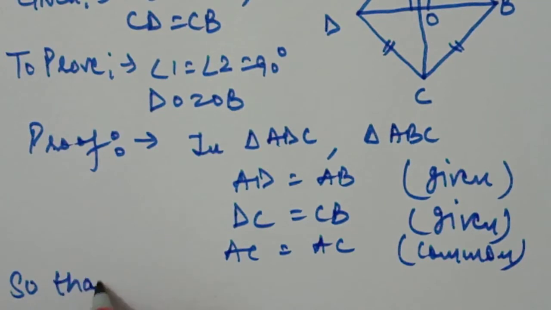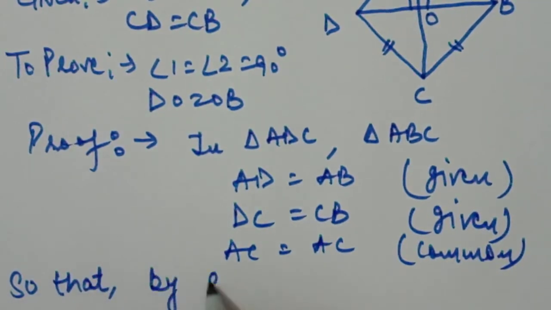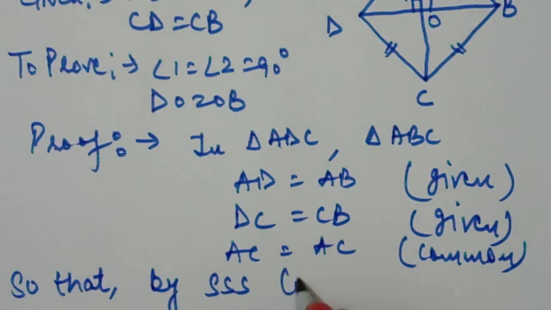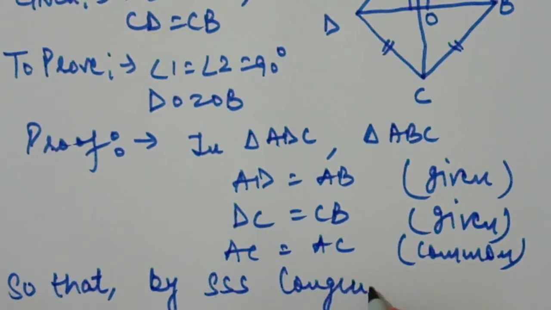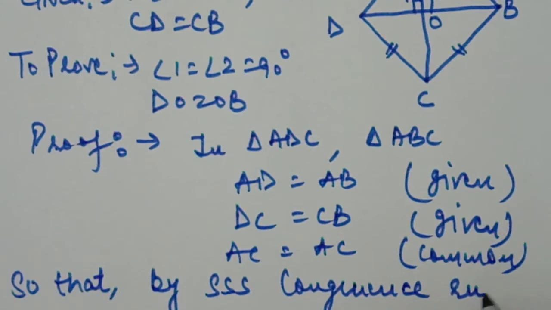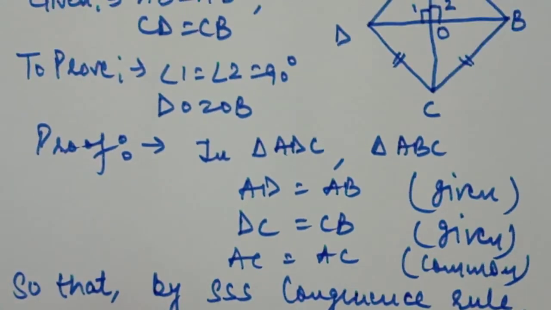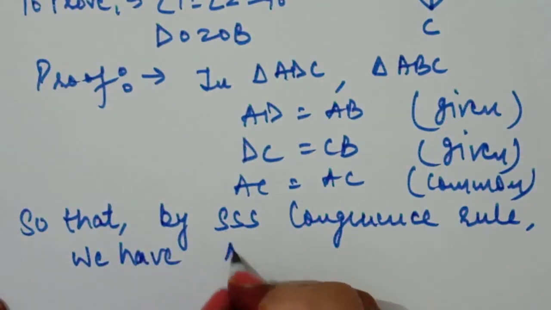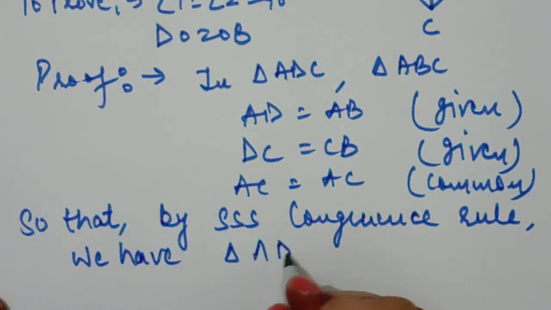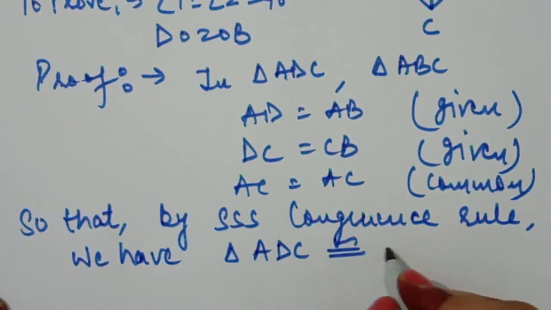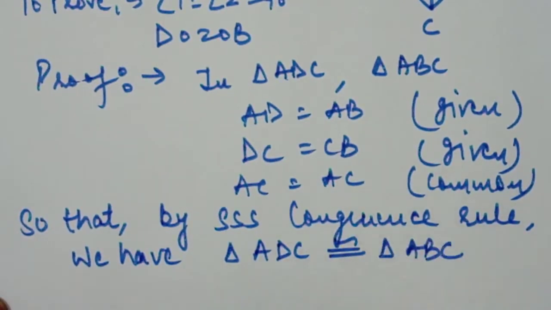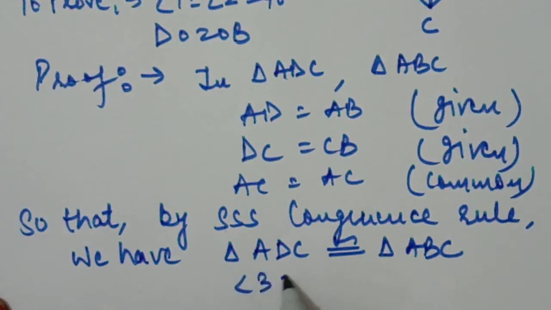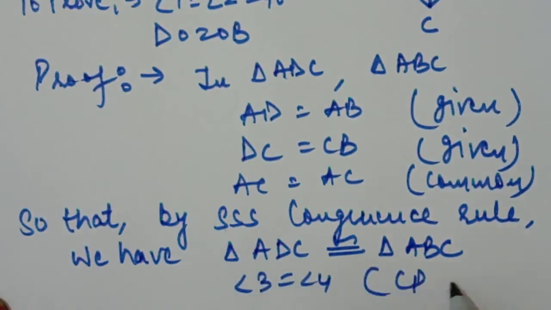So that by SSS congruence rule we have triangle ADC is congruent to triangle ABC. Can I take angle 3 is equal to angle 4 by CPCT? Angle 3 and angle 4 are equal to each other by CPCT.